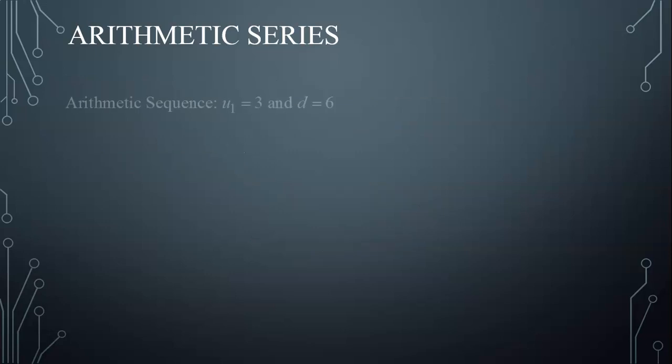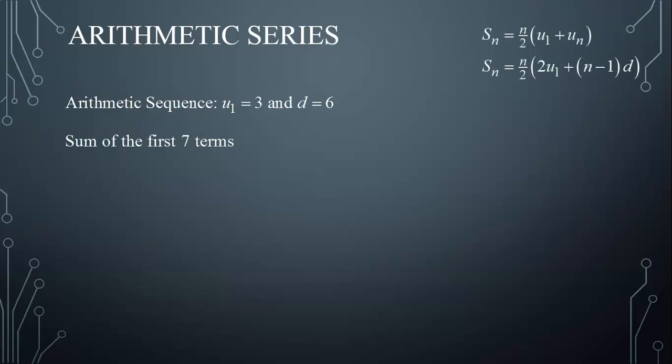For example, in this first example, I am given an arithmetic sequence with a first term of 3 and a common difference of 6. Suppose I aim to find the sum of the first 7 terms. So I go back to the two possible expressions I have for the sum of the first n terms of an arithmetic sequence. Since I'm given the first term and the common difference of the sequence, I choose to use the expression for Sn that uses the first term and the common difference.